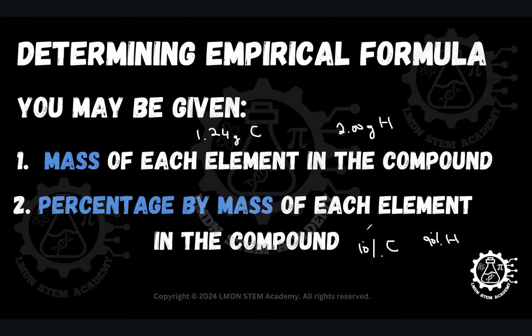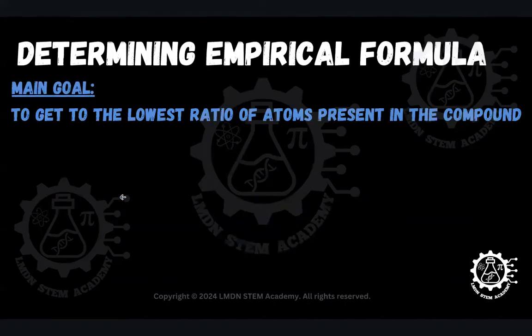So just from a percentage standpoint, just imagine that they gave you a percentage of how much of the element is present. So these are the kinds of information that we will be given. And then from here, we are going to be expected to determine the empirical formula. So let's talk about how we might go about doing that, right?